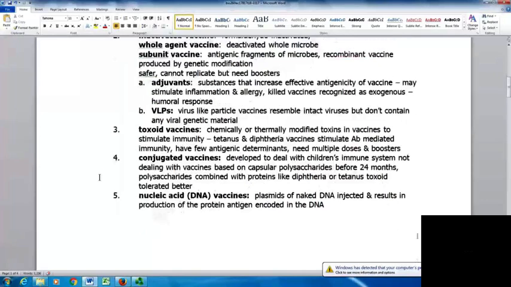Conjugated vaccines were developed to deal with the fact that the children's immune system does not deal well with vaccines that are based on capsular polysaccharides before they're 24 months old. What they found was when the polysaccharides were combined with proteins like diphtheria or tetanus toxoid, they were better tolerated. So now those vaccines are given as a combination. Nucleic acid or DNA vaccines are plasmids of naked DNA that are injected, and this results in production of the protein antigen that's encoded in the DNA.